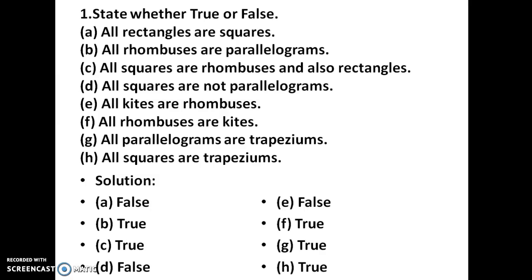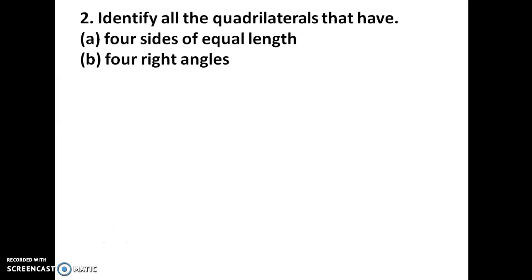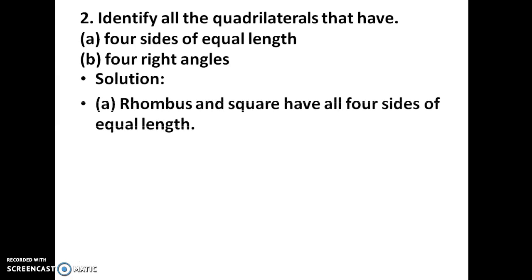Okay. So next problem, identify all the quadrilaterals that have 4 sides of equal length. In which quadrilaterals are all 4 sides equal? First, that is A. Rhombus and square have all 4 sides of equal length. So this is a square and this is a rhombus. We have all 4 sides equal.